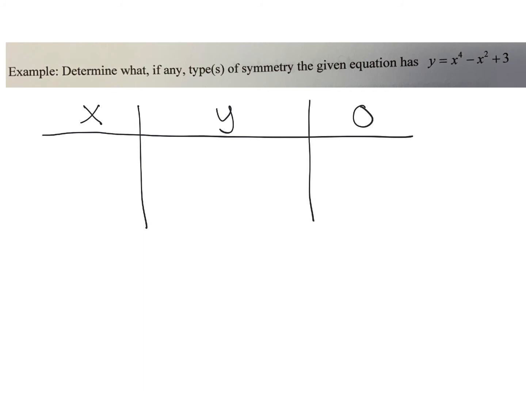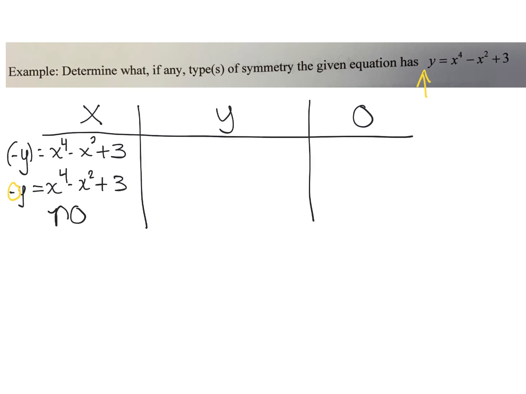So for the x-axis, you change the y. So negative y equals x to the 4th minus x squared plus 3. I don't really need those parentheses. They're not doing anything. And this is not the same because I have a negative y here, but I don't have that here. So the answer here is no. I don't have x-axis symmetry.